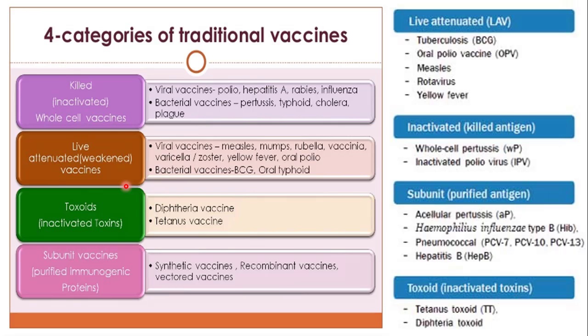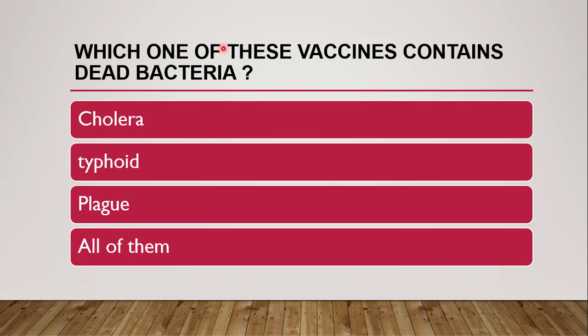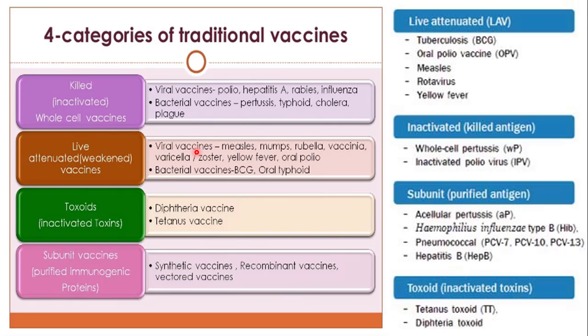Cholera, typhoid, plague, the examples are there in this diagram, these are killed vaccines, and BCG is a live vaccine, a live bacteria containing vaccine. Now the next question is, which of these vaccines contains dead bacteria? We just now saw cholera, typhoid, plague, all of these contain dead bacteria. So vaccines containing dead bacteria, according to the diagram, are typhoid, cholera, plague, polio, hepatitis, etc.